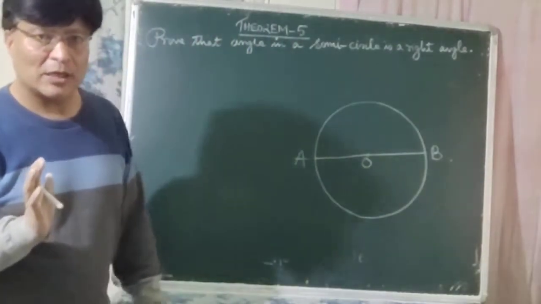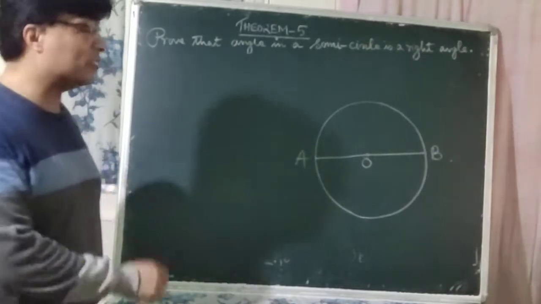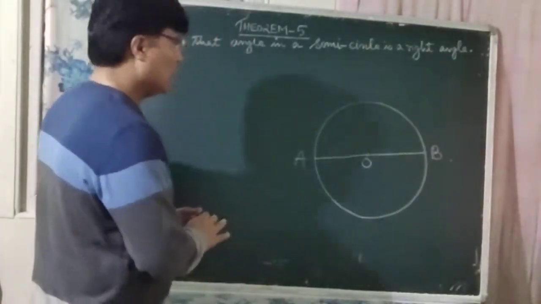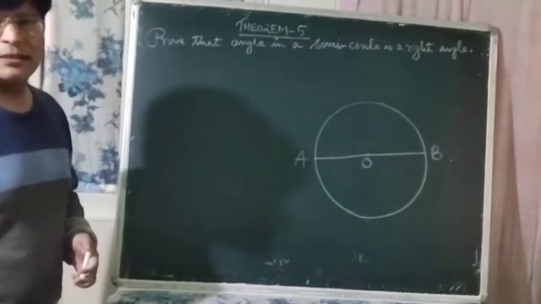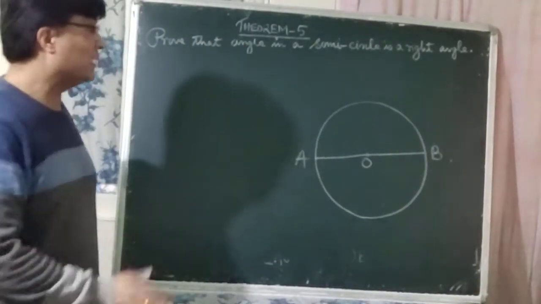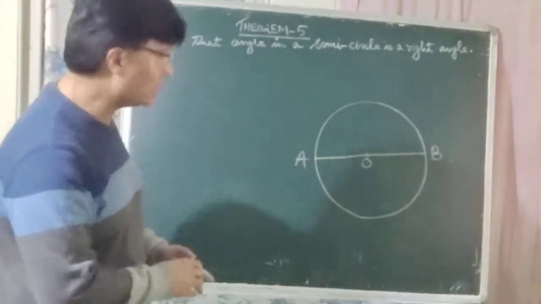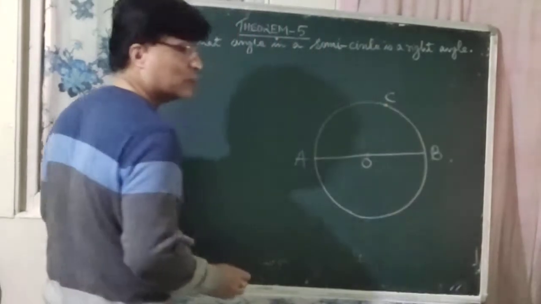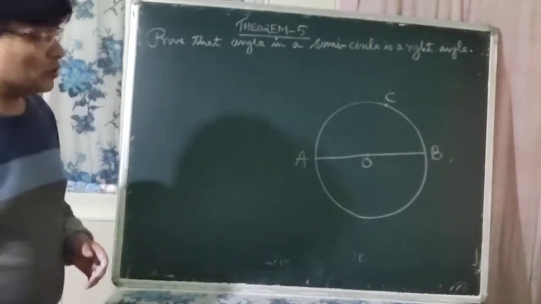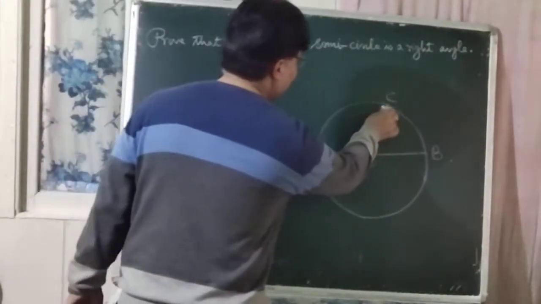Is that clear? So now, what do you mean by angle in a semicircle? Let us take the segment above the diameter AB. Let us take the segment of the circle above the diameter AB, right? You take any point C on the circle, which is above AB, right? Now join A and C.